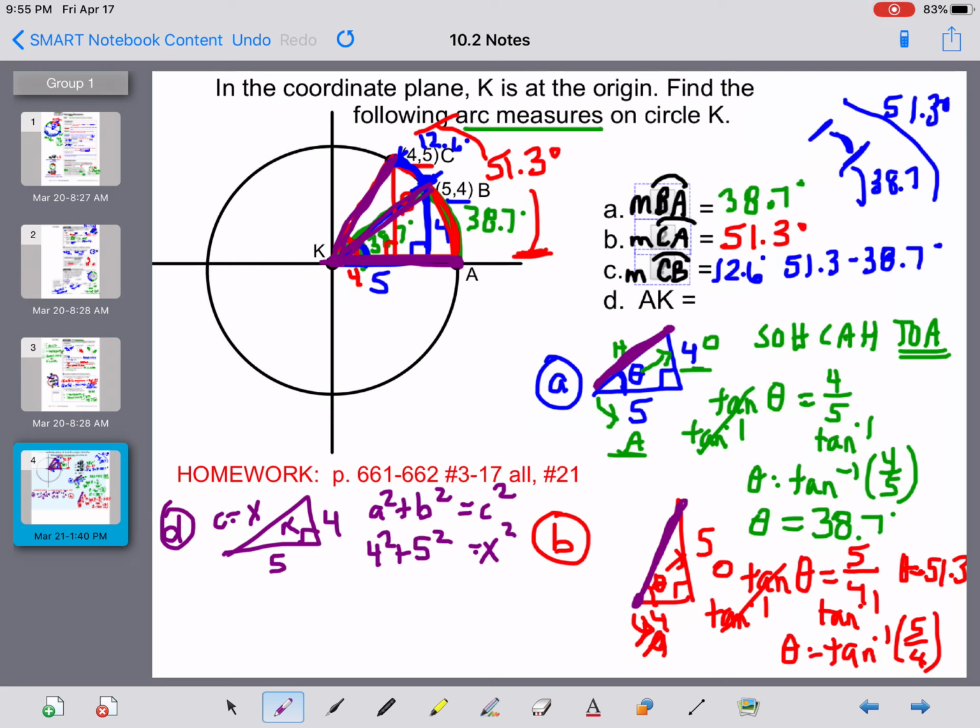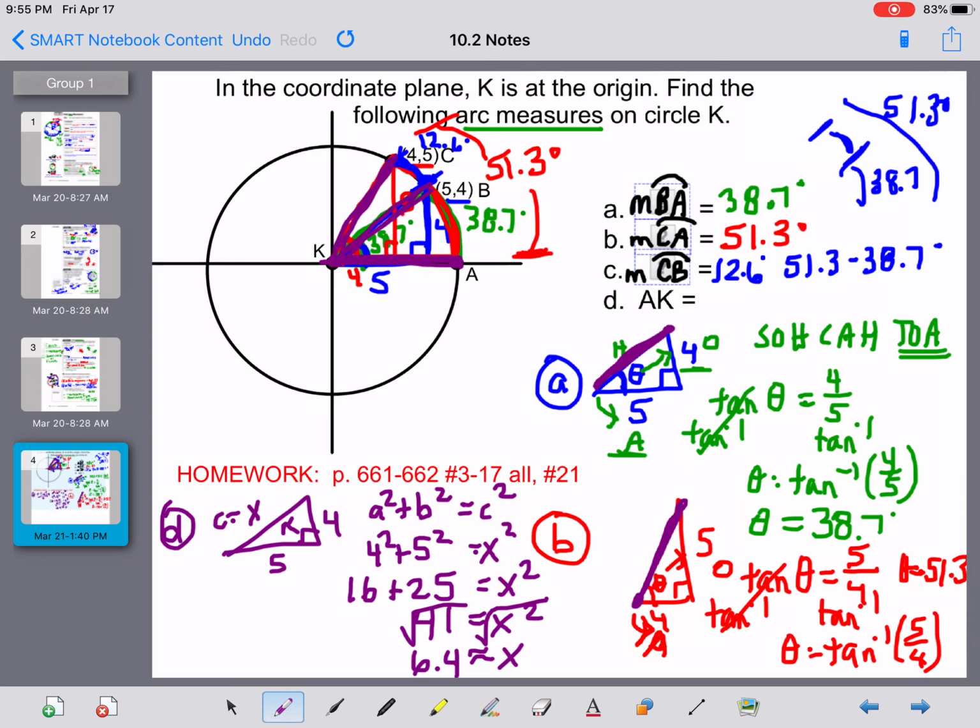4 squared is 16, 5 squared is 25. X squared is x squared. 16 and 25 makes a 41. And it's time for us to take the square root to solve for x. Nothing perfect about this number. Square root of 41, handy dandy calculator, should get us about 6.4 on that one.